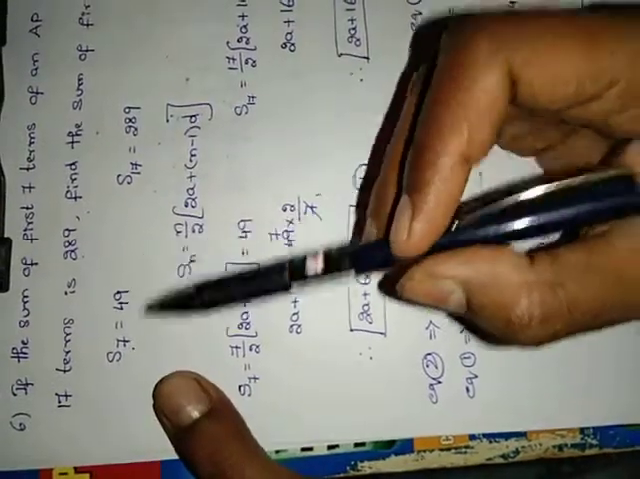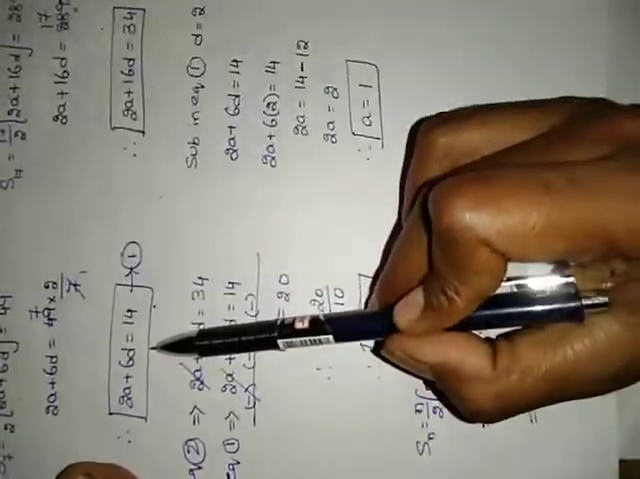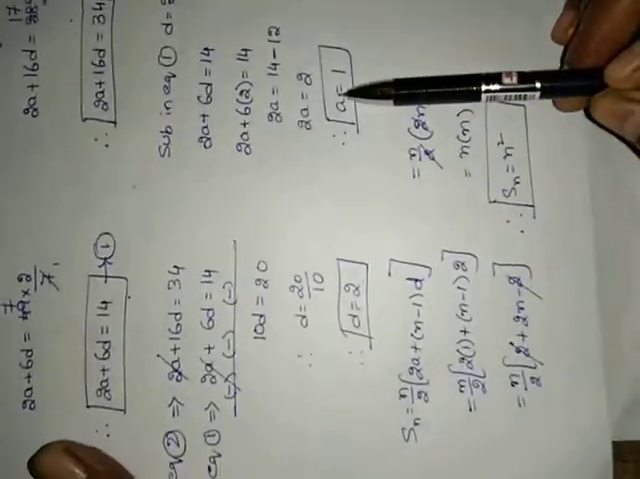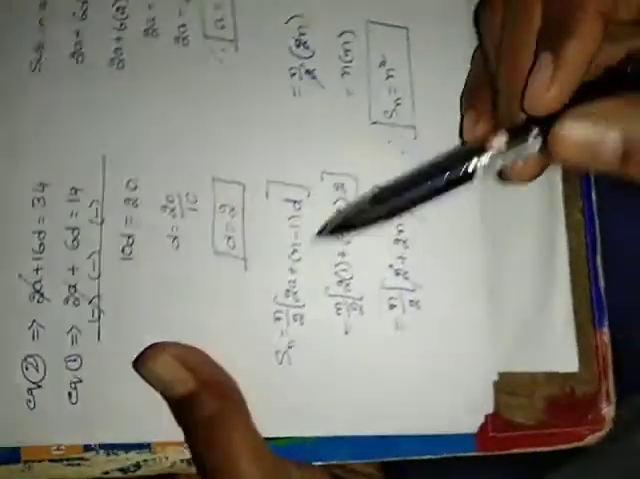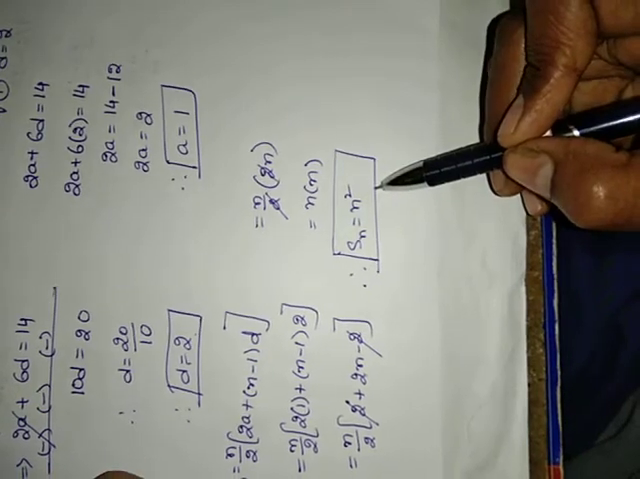Did you understand now what we have given? What they have given? S7 and S17. We know the formula now. I substituted S7 and S17. I got two equations. By solving those two equations, I got d value. This d value I substituted in equation 1, so that I got a value. After that, a and d values I know. They ask you to find the sum of first n terms. By substituting in the formula, I got Sn equals n square. That's all. Problem is over.